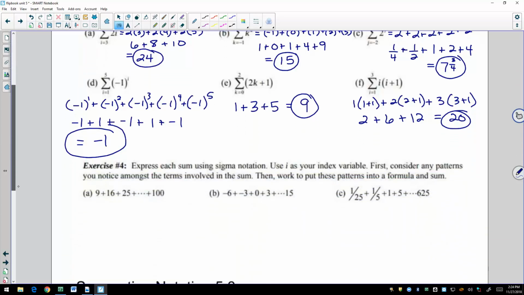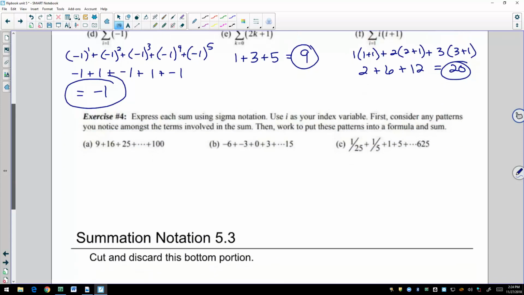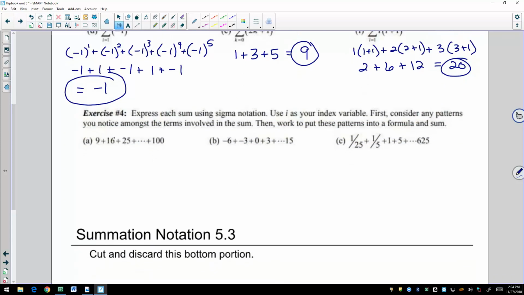Now, this last example, exercise 4, you're actually working backwards. You really have to start to notice patterns, especially with numbers that you see a lot. You need to notice that these numbers are perfect squares and they go in order. You need to notice that this is 3 squared. 16 is 4 squared. 25 is 5 squared. The dot, dot, dot just means that it's going to keep going in that pattern until you end with 10 squared, or 100, which is 10 squared.